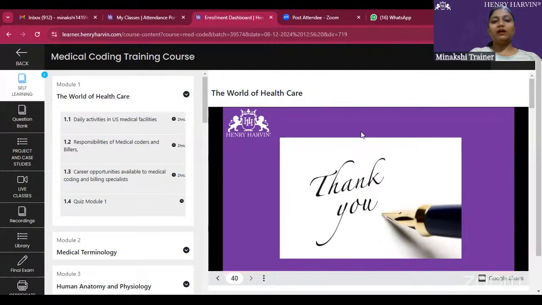You can see this is my portal. I'm working as a trainer in Henry and Harvin Education. So this is my portal. The same kind of portal you will be getting as a student portal. You will have access to your ID and password, which will be given to you.